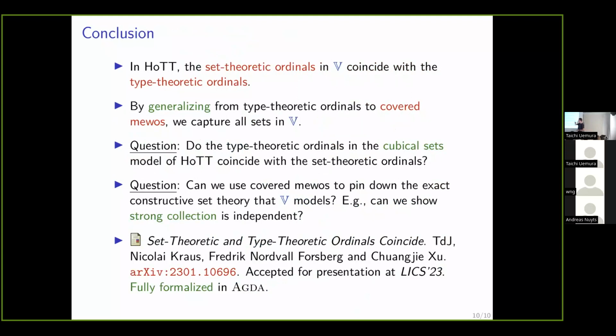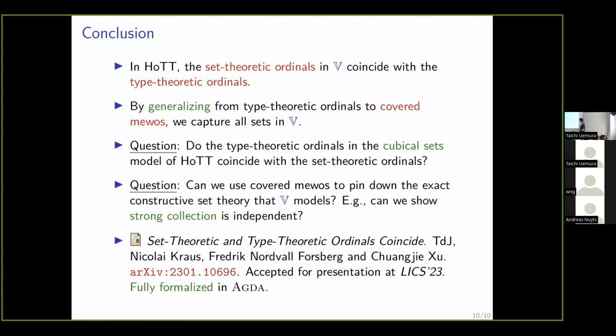So the first summary view was that the set theoretic ordinals in this cumulative hierarchy coincide with the type theoretic ordinals in HoTT. And if you generalize from the type theoretic ordinals to these so-called covered marked extensional well-founded orders, then you can capture all of the things in the cumulative hierarchy. So you don't need some sort of inductive type, or I mean, this really is already in there as a type of order structures inside HoTT.